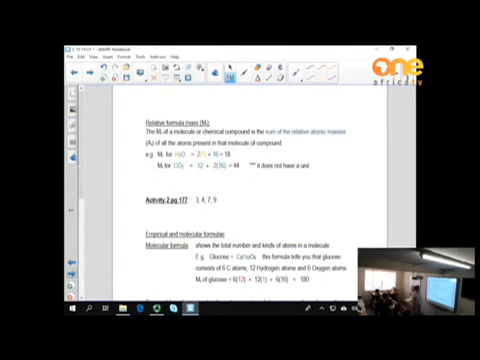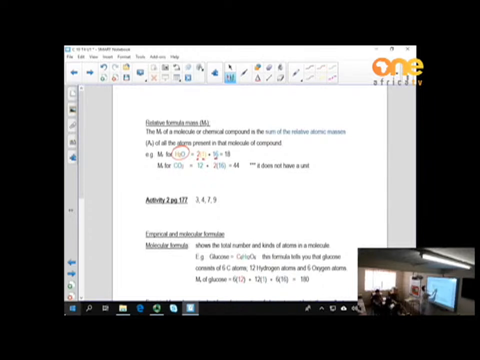Now, when we have an equation, or when we have a formula unit, for example water, H2O. Water, we know, is a covalent compound, so we have a molecule of water. In a molecule of water, we have 2 hydrogens, and the relative atomic mass of hydrogen is 1.